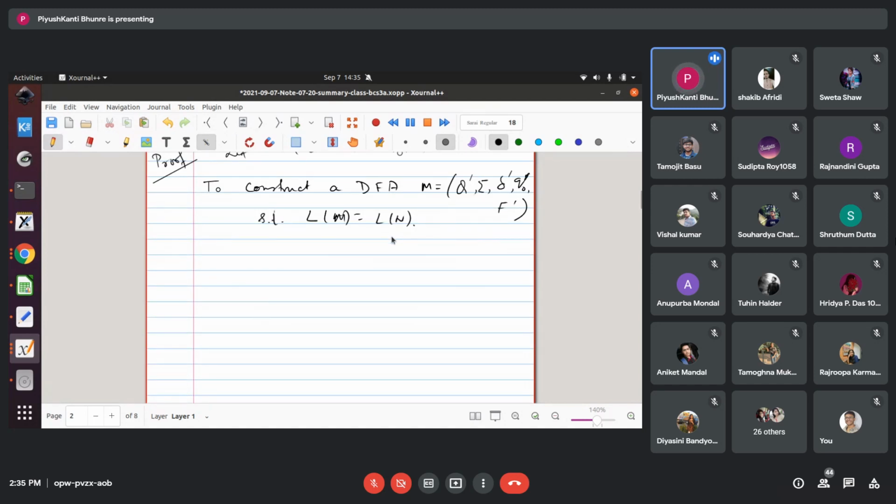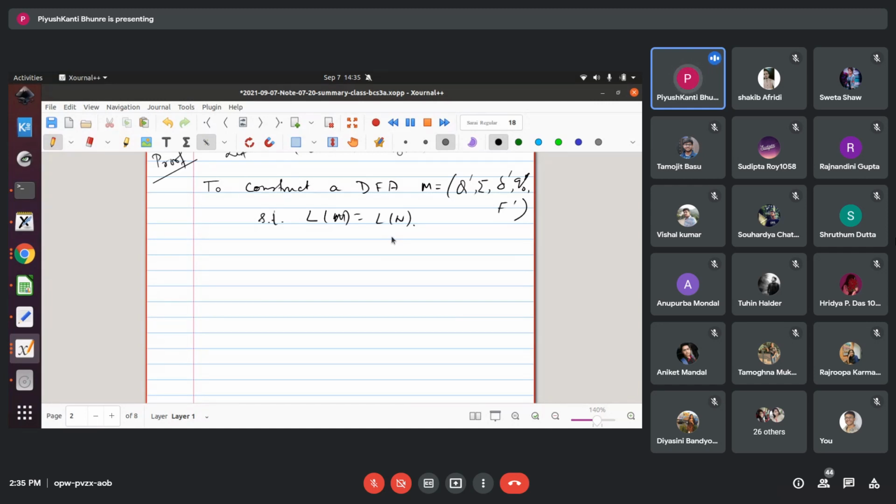We want to construct it, which means you have to specifically tell what is Q prime, what is Sigma. Sigma is the same as the given Sigma. What is delta, the state transition, what are the states, what is the starting state, what is the set of all final states; all of that you have to define. Then only you can say, okay, I found the deterministic automata for this non-deterministic automata.